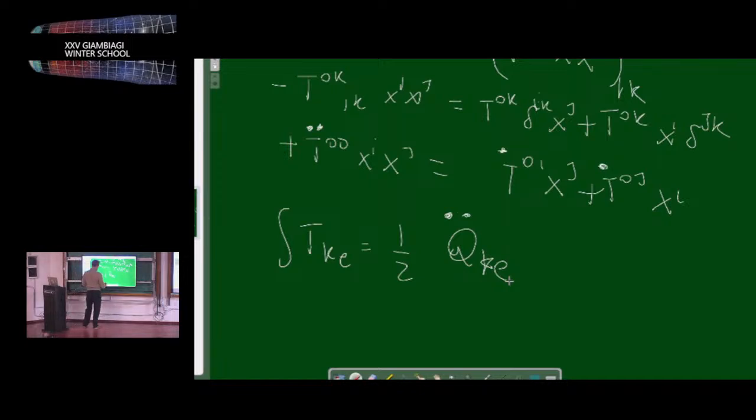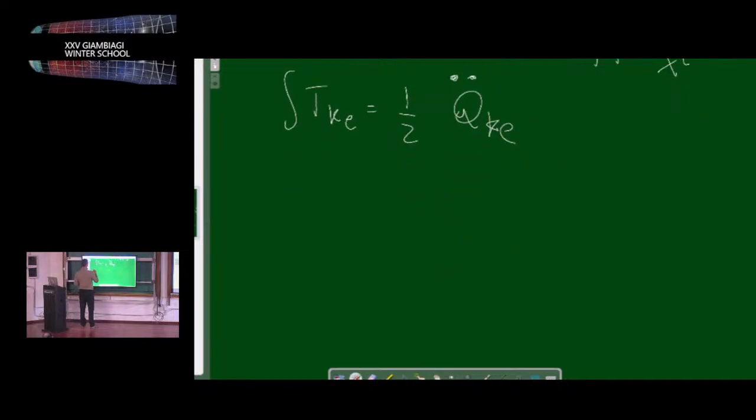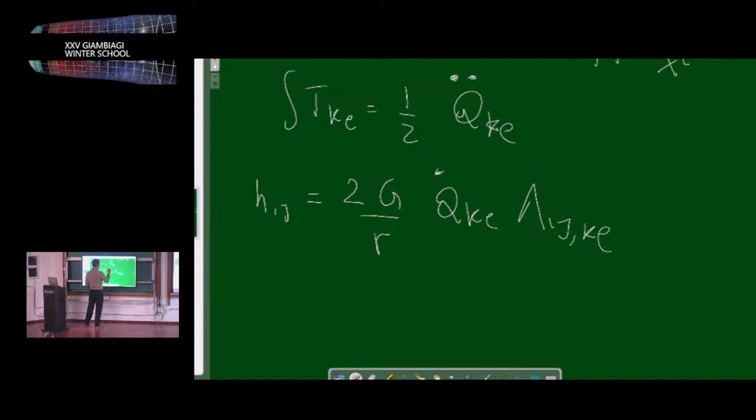Okay, so we go back to the result, and we find that hij is equal, there was a 4, so now it becomes a 2, because there is 2G divided by the distance from the source to the observer, q double dot kl, and then there is the projector, lambda ij kl. This is important, no? Because there is the projector, otherwise we are polluting the perturbation with some objects that are not the radiative part of the field, that are the longitudinal part of the field.